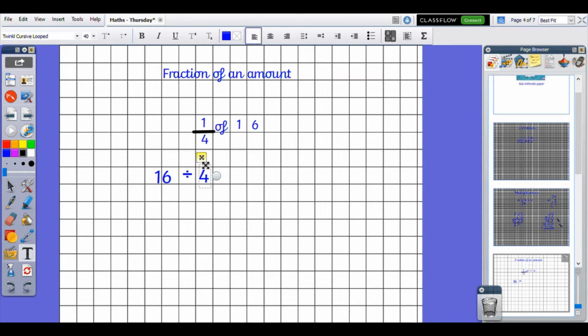So that's nice and easy. We can divide 16 by 4. It's in the times table, so we don't need to use bus stop or anything like that. We know 16 divided by 4 is 4. So 1/4 of 16 equals 4. Okay? Simple as that. So we divide by the denominator to split our whole number into however many parts we need.